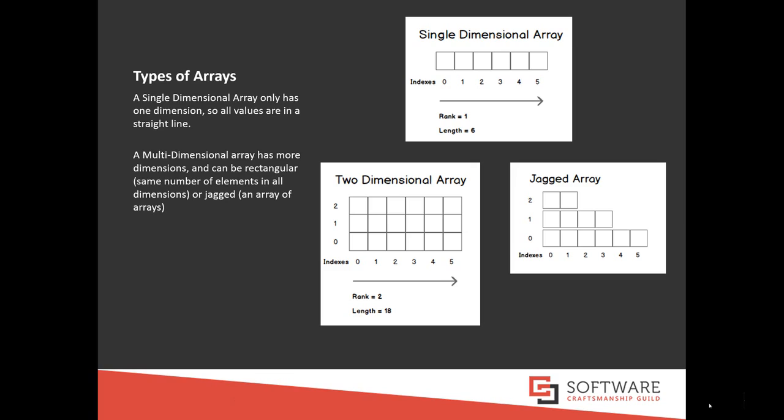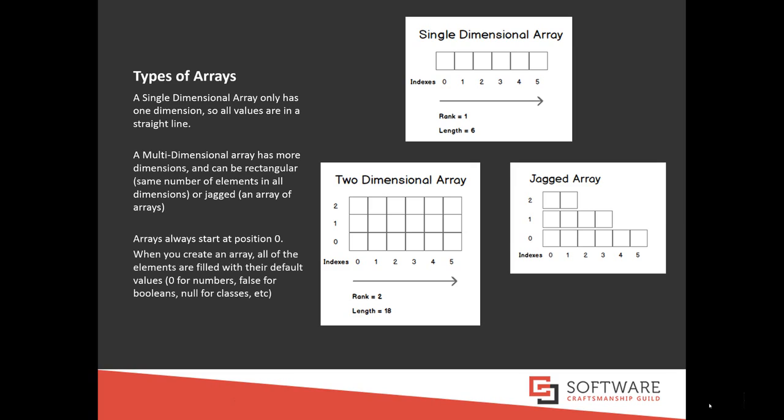So take note, arrays always start at position 0, and once you create the array, all of the elements will be filled with the default values. So if I have an array of integers, the default of all the elements will be 0. If it was an array of booleans, they would all be set to false. If it was an array of a class type, they'd all be null.